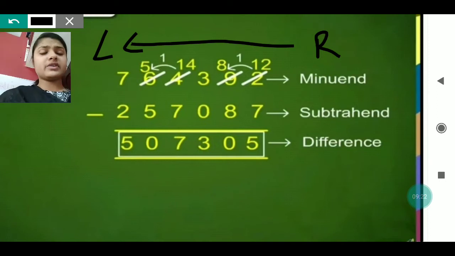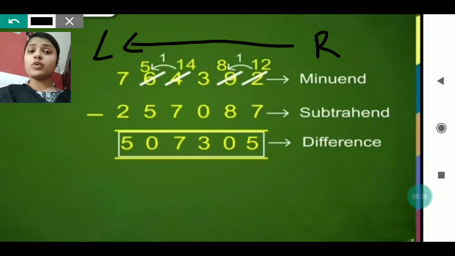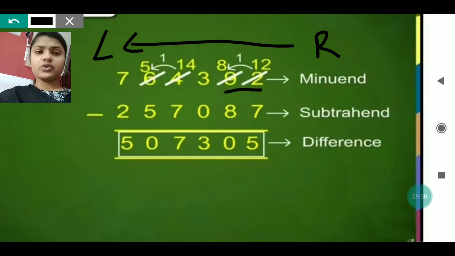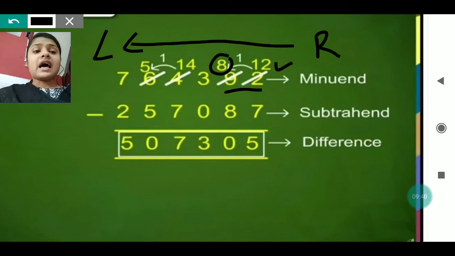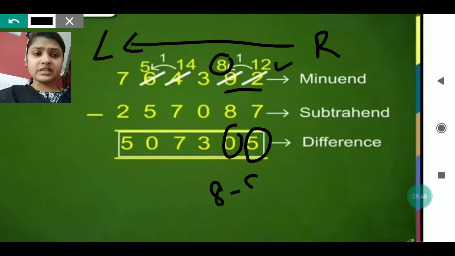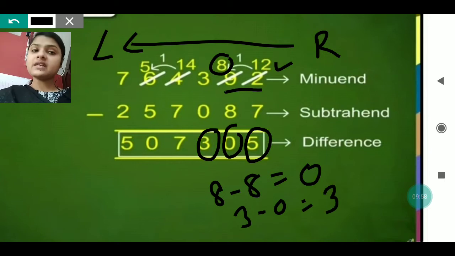So on the right side the first number is 2. 2 minus 7 is not possible, my dear. It will take one carry from the number which is just next to it, that is 9. So when 9 gives 1 to this 2, it will become 12 and the 9 will become 8. Now 12 minus 7 will be 5 and 8 minus 8 will be 0. When any number is subtracted from itself, it will always give 0. 3 minus 0 is 3 because any number when subtracted with 0 gives the number itself.